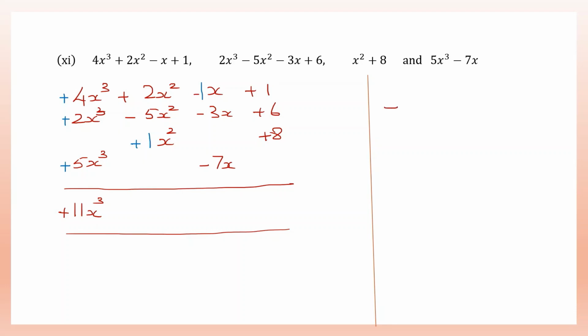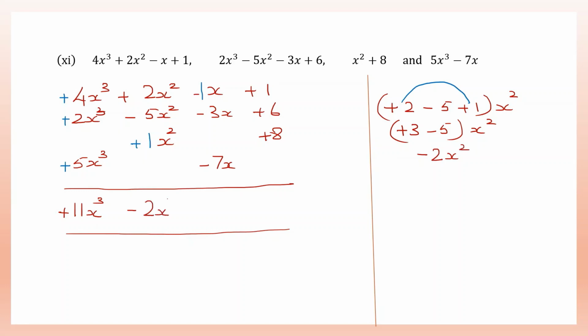Now x square, let's take it to the working column. Only the numbers. Plus 2 minus 5 plus 1 x square. Add up the numbers with the same sign. Plus 2 and plus 1. So we get plus 3 minus 5 x square. When signs are different, put the sign of the bigger number and subtract. 5 minus 3 is 2x square. So we have minus 2x square.